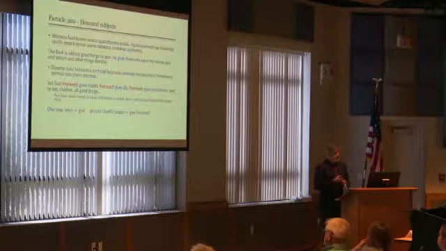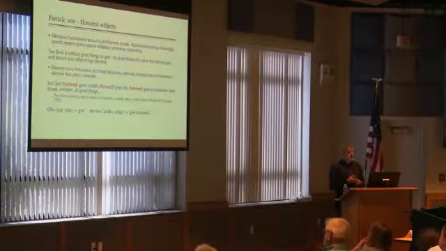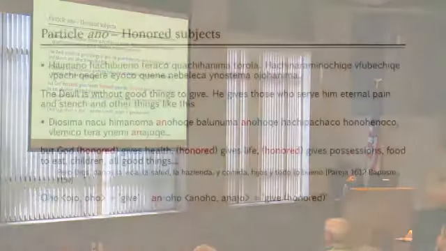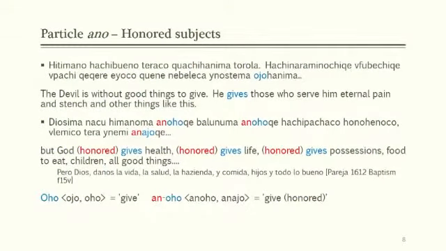We also get ano with honored subjects. So here's a very nice passage. This is from Pareja's 1612 baptism, where it contrasts the properties of the devil and God. So he says, what does God give you if you follow him, and what does the devil give you if you follow him? Okay. The devil is without good things to give. He gives those who serve him eternal pain and stench and other things like this. Okay. The word give is oho, sometimes spelled O-J-O, sometimes O-H-O. Okay. And then contrast, that's just the ordinary verb.